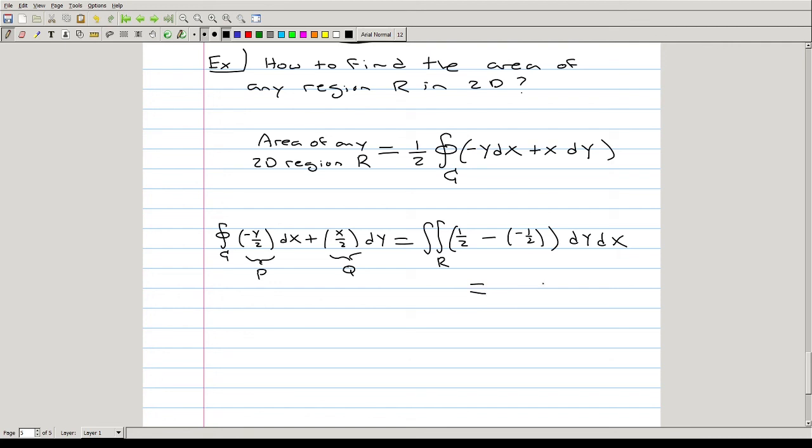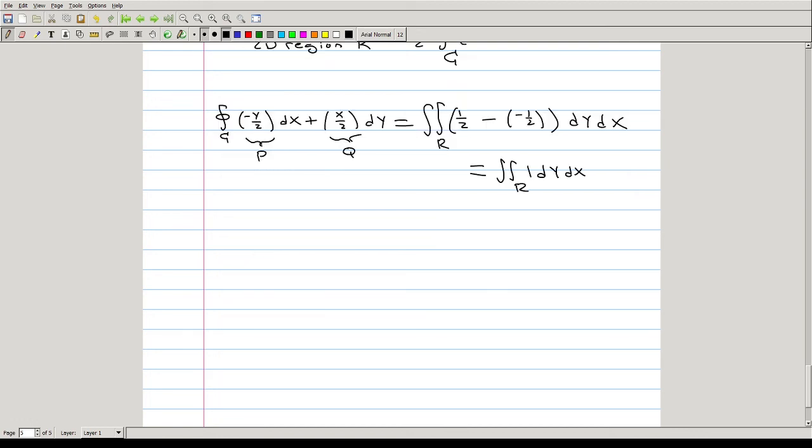And 1/2 minus negative 1/2 is just 1. This is just the double integral over the region R of 1 dy dx, which is exactly the area of that region. Let's see if we can apply this to see if this is actually making sense, and sure enough, it is definitely making very, very good sense.